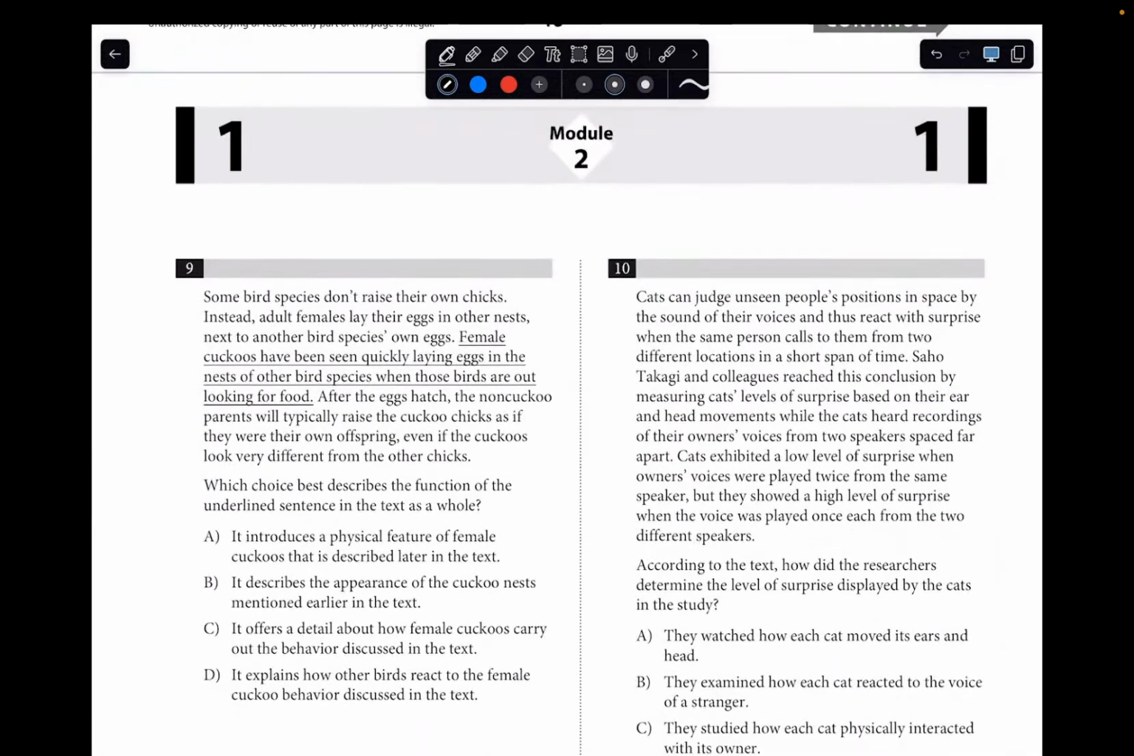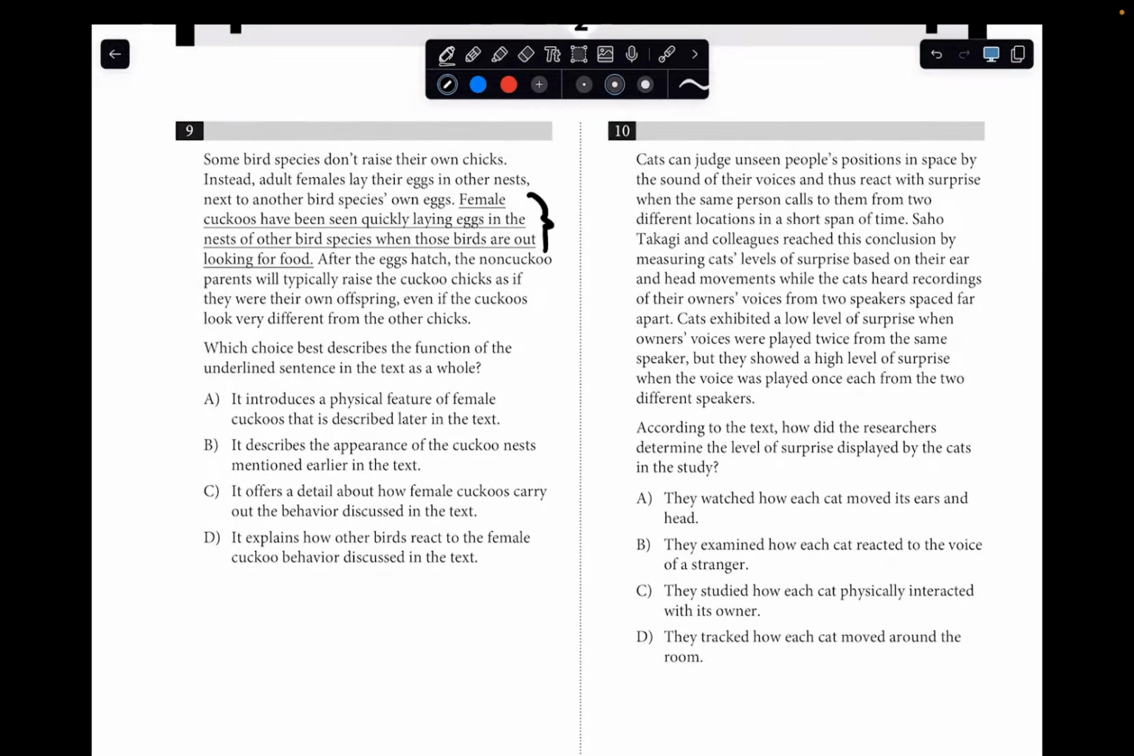9, some bird species don't raise their own chicks. Instead, adult females lay their eggs in other nests next to another bird species' own eggs. Female cuckoos have been seen quickly laying eggs in the nests of other bird species when those birds are out looking for food. That's underlined, so let's just focus on that for a moment. After the eggs hatch, the non-cuckoo parents will typically raise the cuckoo chicks as if they were their own offspring, even if the cuckoos look very different from their own chicks. So a claim or an observation is shared. Female cuckoos have been seen quickly laying eggs, so they just kind of dine and dash in this other nest, and these other birds take care of these cuckoo chicks.